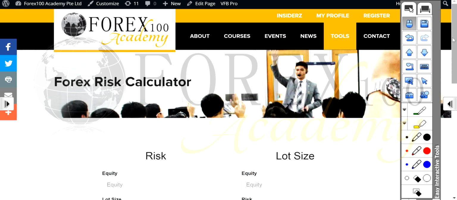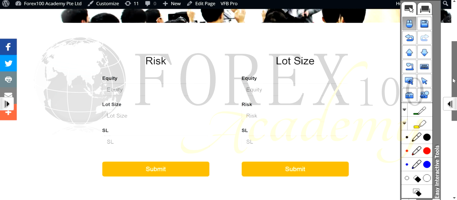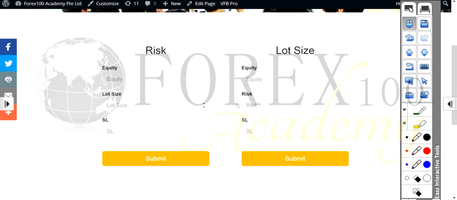Alright, so this calculator, there are two calculators here, one on the left side, the other one on the right side. So let's say a lot of traders, they enter the trade and they say, oh, my capital is 10,000, I'm looking to trade 3 lots, let's say, and my stop loss is around 50 pips.